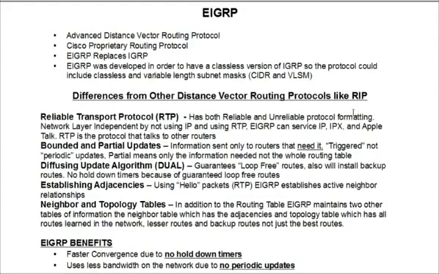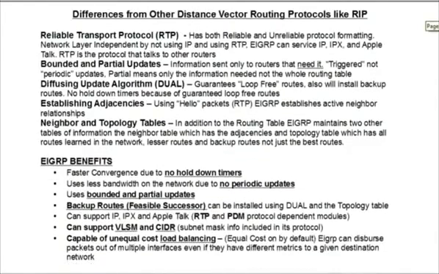The differences from other distance vector routing protocols like RIP. Let's cover that. All right. EIGRP uses Reliable Transport Protocol, or RTP, in its EIGRP messages that go out from the router. It has both a reliable and an unreliable protocol format. It involves a bunch of different messages. It's network layer independent by not using IP and using RTP instead. EIGRP can also support IP, IPX, and AppleTalk. Okay, so this is the protocol that talks to other routers.